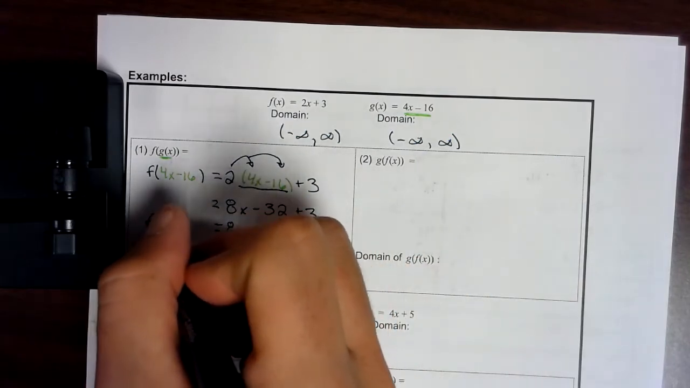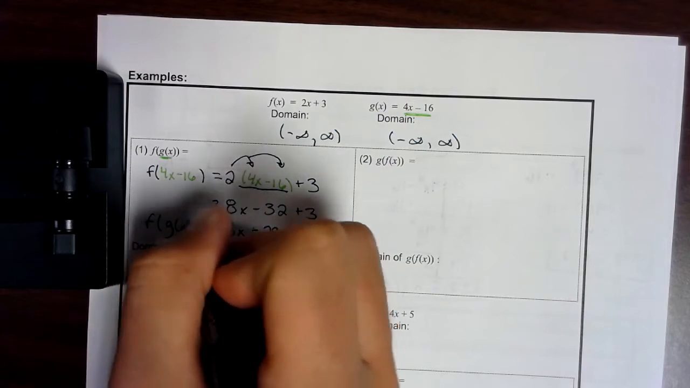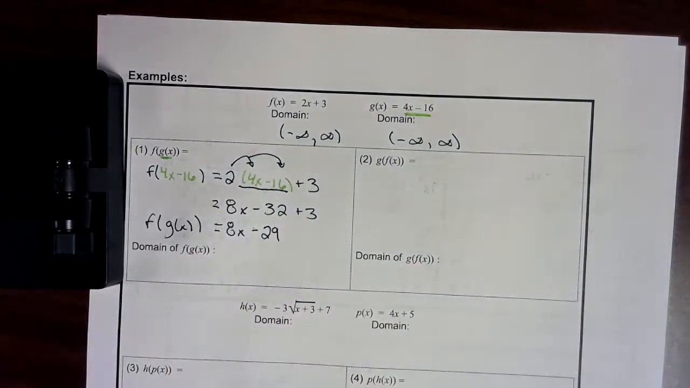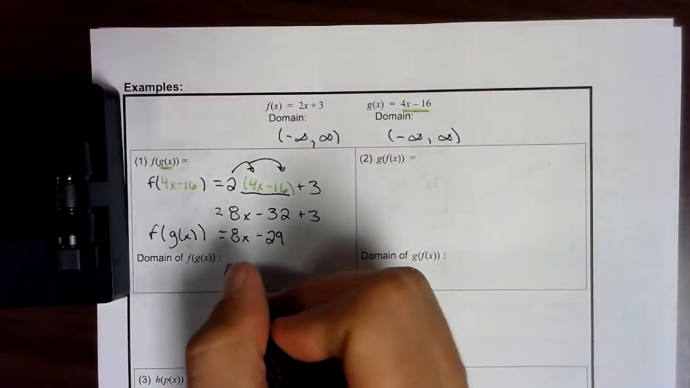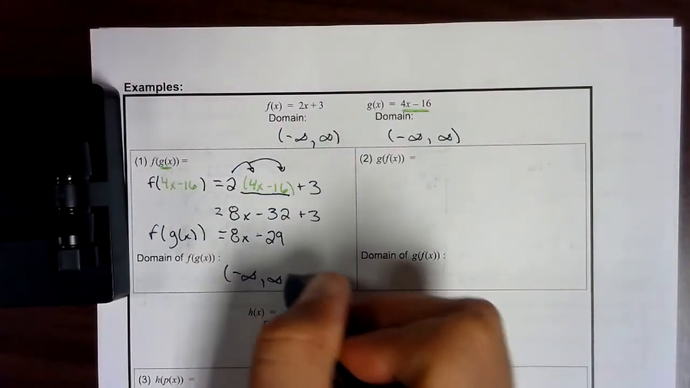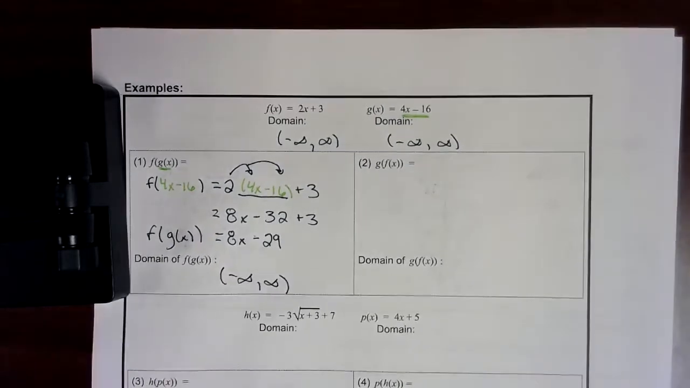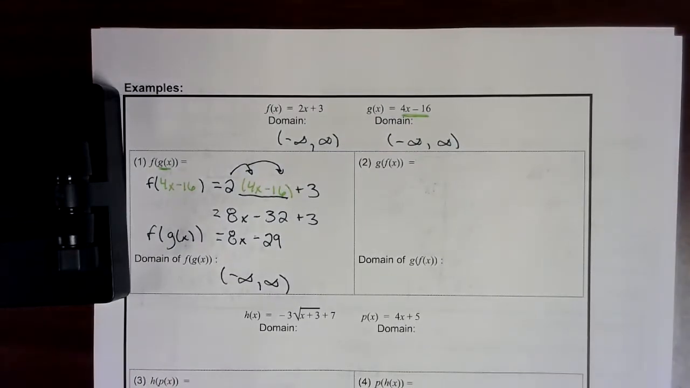And so how we would write this is we'd say f of g of x is equal to this new equation, which is still linear. And the domain of that function is also negative infinity to positive infinity. So domains weren't much of a factor here.